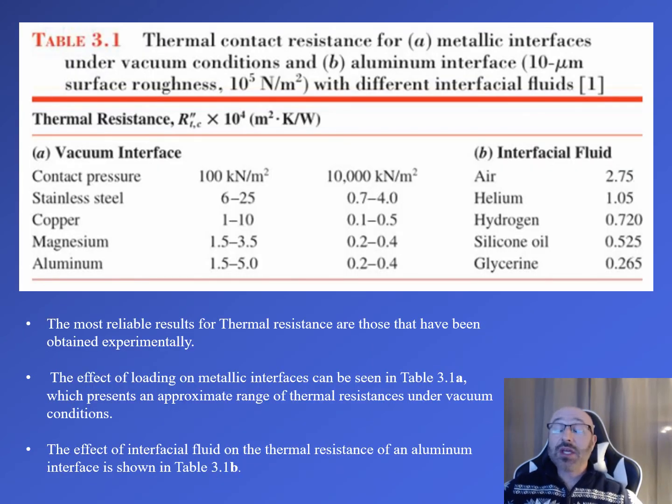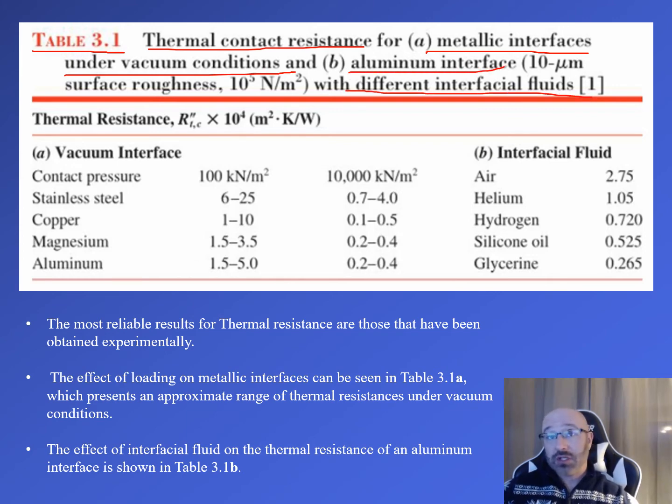Now on this slide we can see table 3.1 that we were referring to in our textbook. This table shows the thermal contact resistances: in part A, the metallic interfaces under vacuum conditions, and in part B, the aluminum interface with different fluids. One thing to note is that the most reliable results for these thermal resistances are those that have been attained experimentally. Looking these up in one of these tables is one of the more accurate ways to do this, looking back at people who have gone through the experiments and found out what these values are. These seem to be the most reliable results.